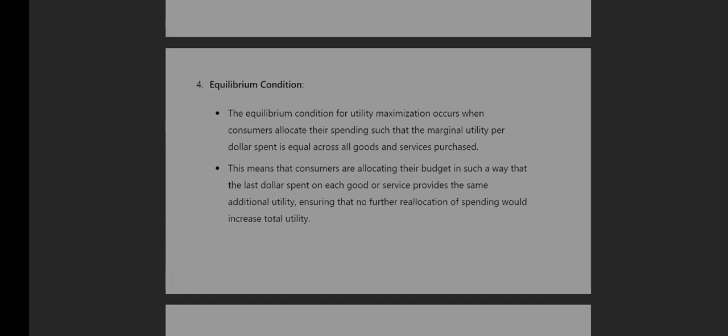The equilibrium condition for utility maximization occurs when consumers allocate their spending such that their marginal utility per dollar spent is equal across all goods and services purchased. This means that consumers are allocating their budget in such a way that the last dollar spent on each good or service provides the same additional utility, ensuring that no further reallocation of spending would increase the total utility. This is called the equilibrium condition in the law of marginal utility.